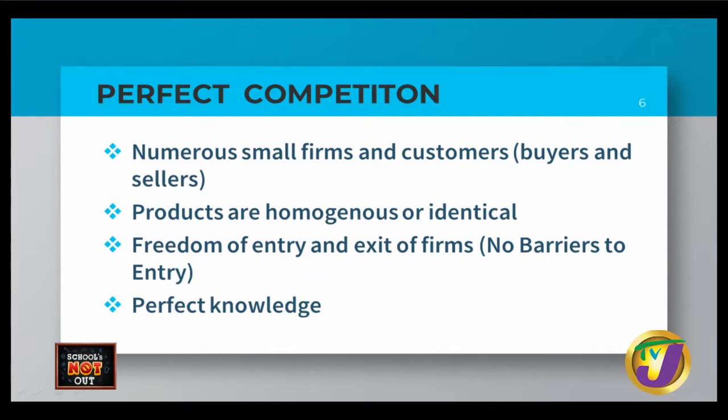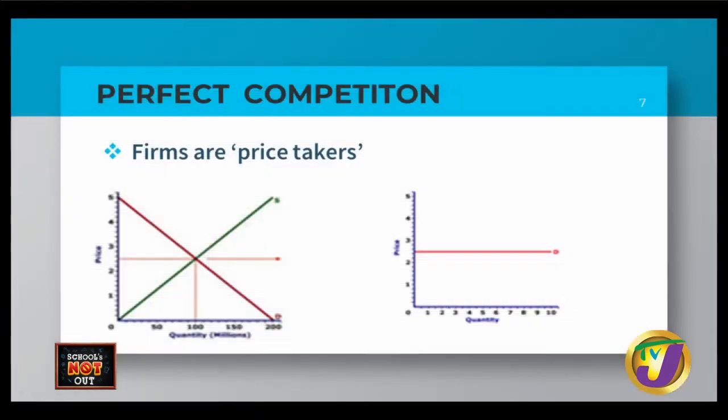So some of the characteristics of a perfect competitive market: we have many small firms, buyers and sellers. The products are homogeneous or identical. There is freedom of entry and exit of firms, so there are absolutely no barriers to entry. That means anyone who wants to enter into that market is able to do so with no restriction at all. And there is perfect knowledge. Now, another important feature of this competition is that firms are noted as price takers.